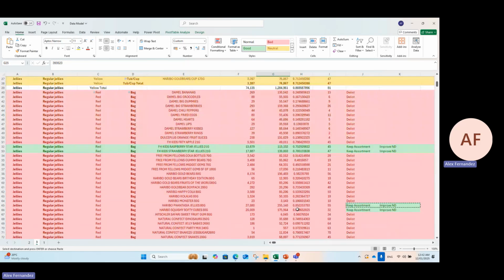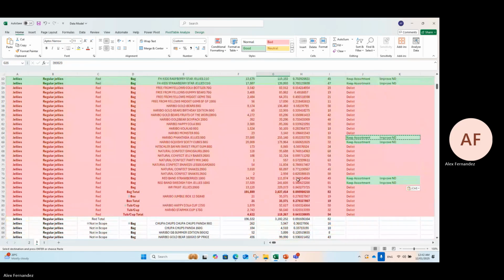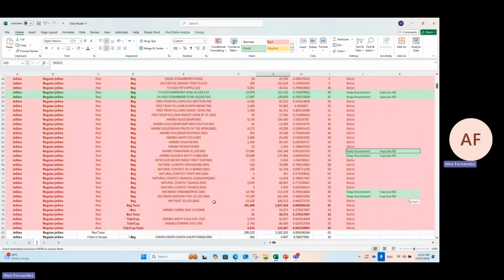So this SKU, although it has proper distribution, is not making any sales. It's making some sales. So we will keep it in the D list.